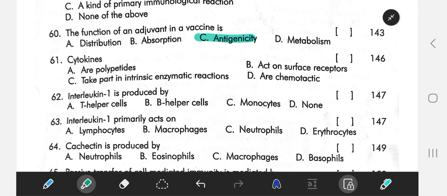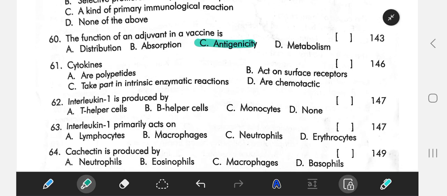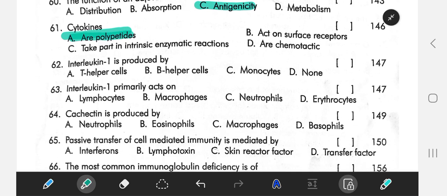Question number 61. Cytokines: A. Are polypeptides, B. Act on surface receptors, C. Take part in intrinsic enzymatic reaction, D. Are chemotactic. Answer will be A. Are polypeptides. Cytokines are polypeptides.